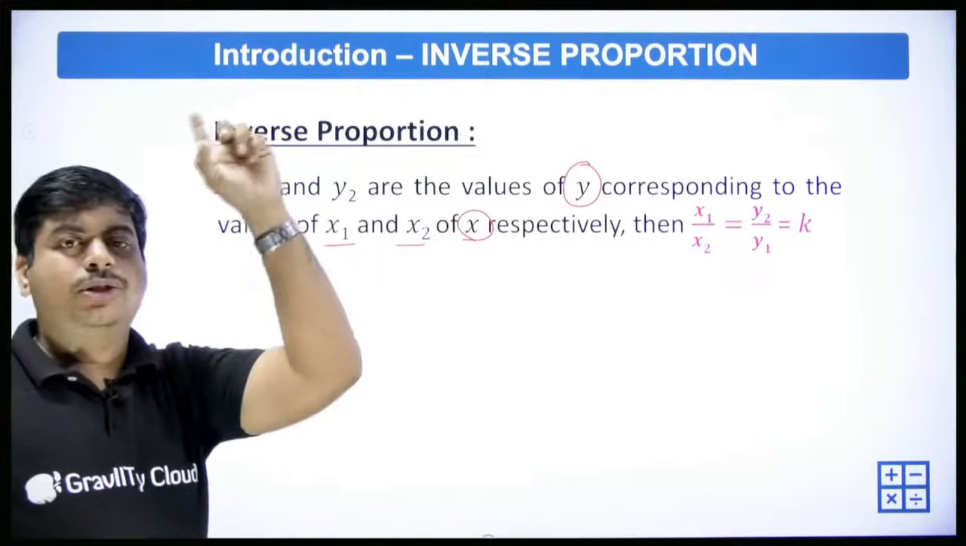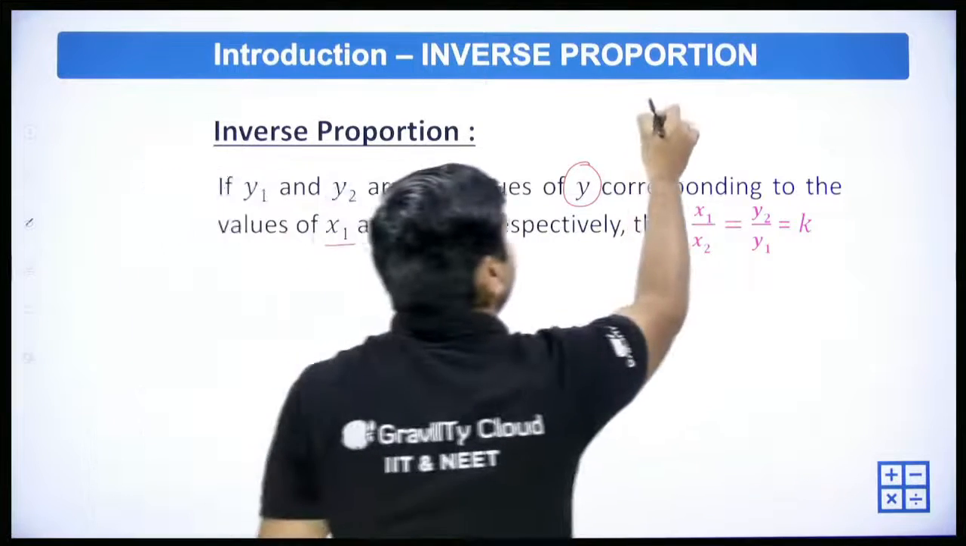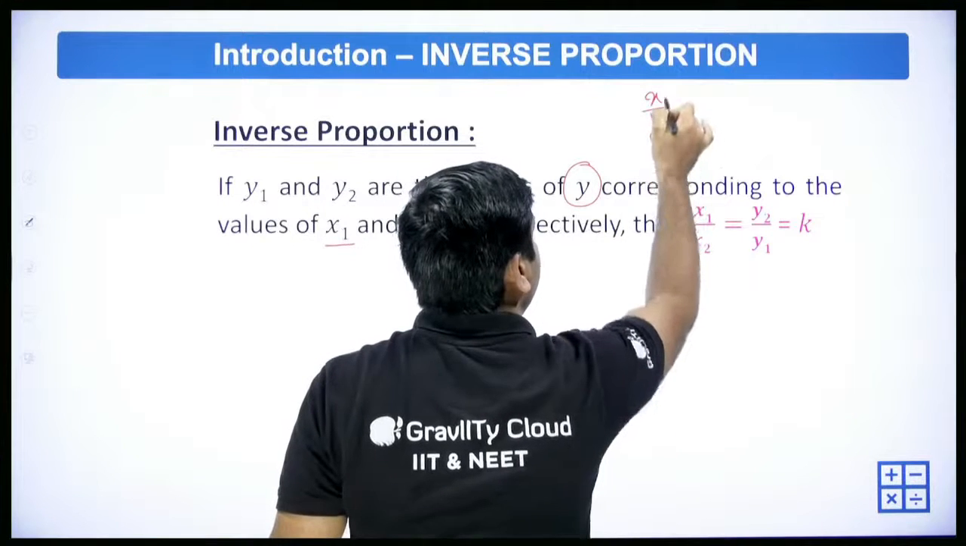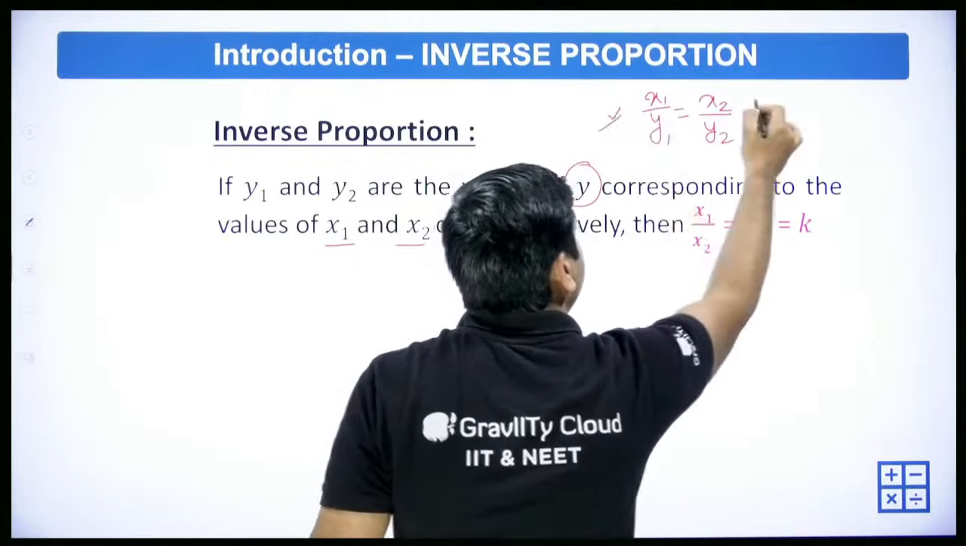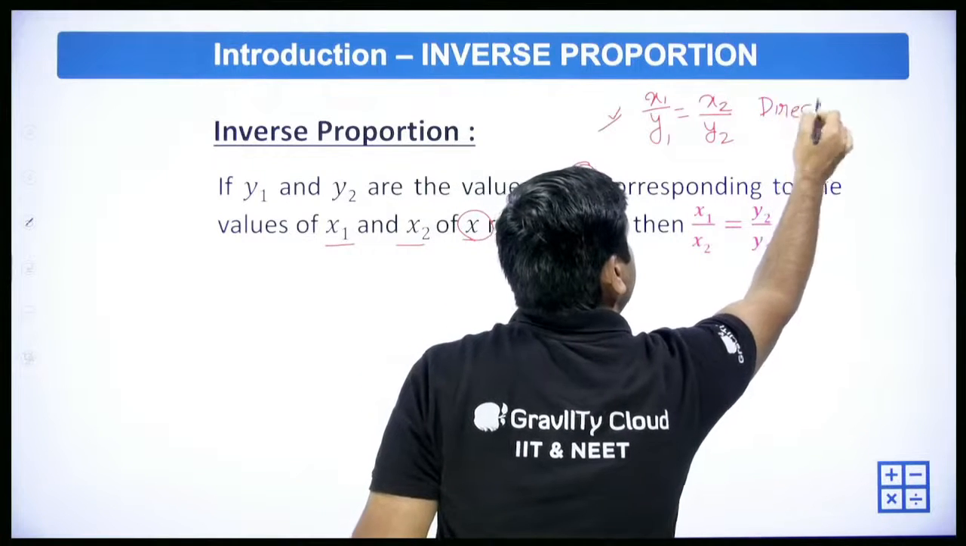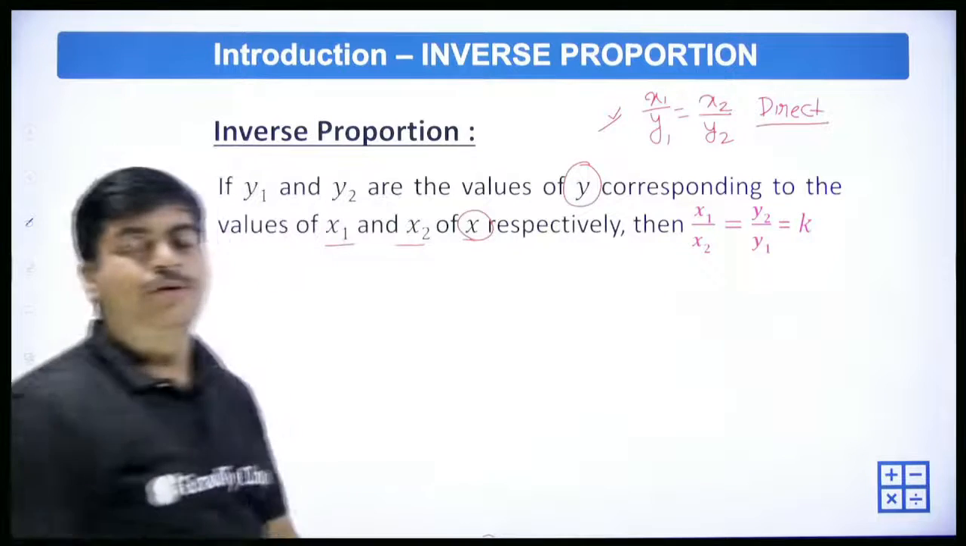In the direct proportion, if you remember, I said the x by y ratio should be constant. That means x1 by y1 should be equal to x2 by y2. This is what we get in direct proportion.